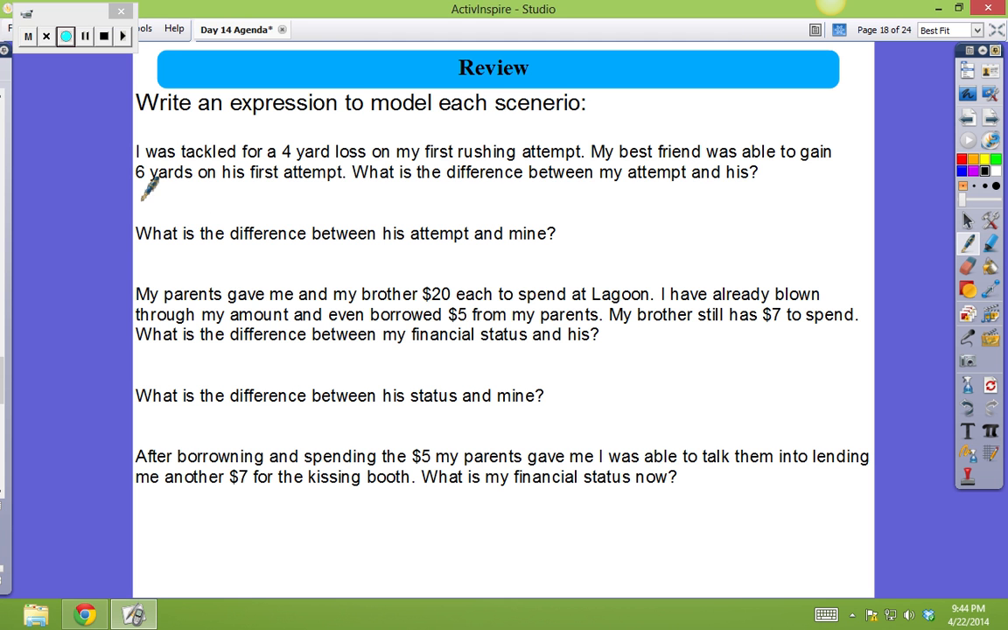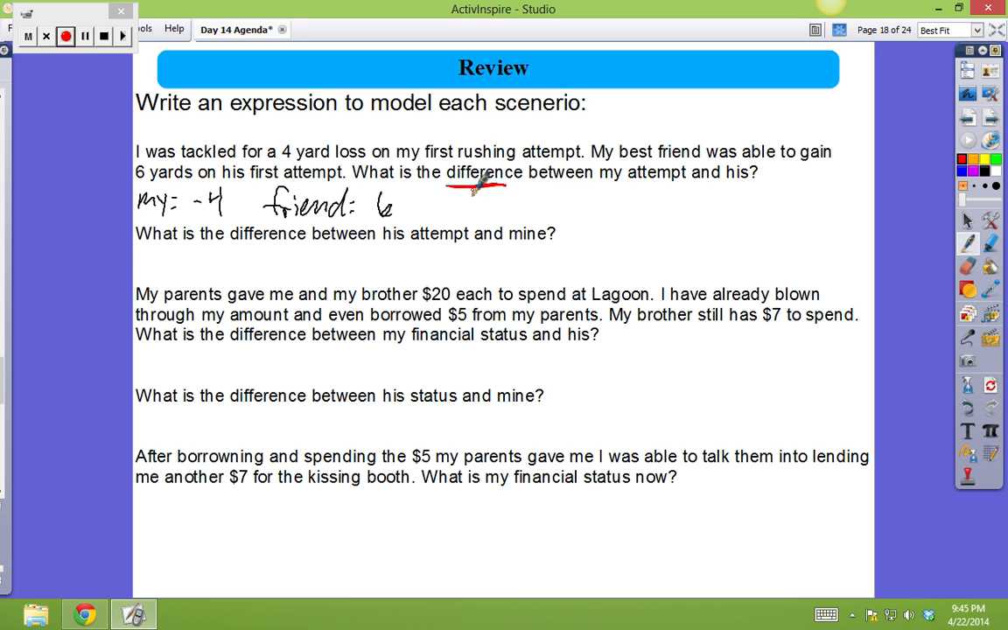So my first attempt was a 4-yard loss, so I'm going to represent that with a -4. And his was a 6-yard gain, so I'm going to represent that with a +6. Now let's start playing around with the difference between me and him. So first, the difference between my attempt and his. The difference is the key word, and this is indicating the operation of subtraction.